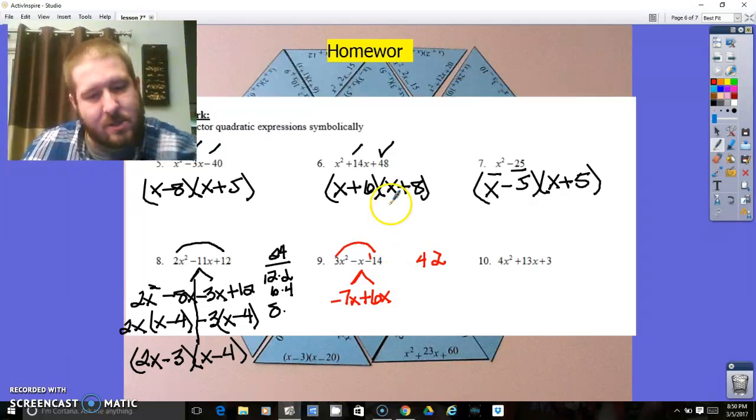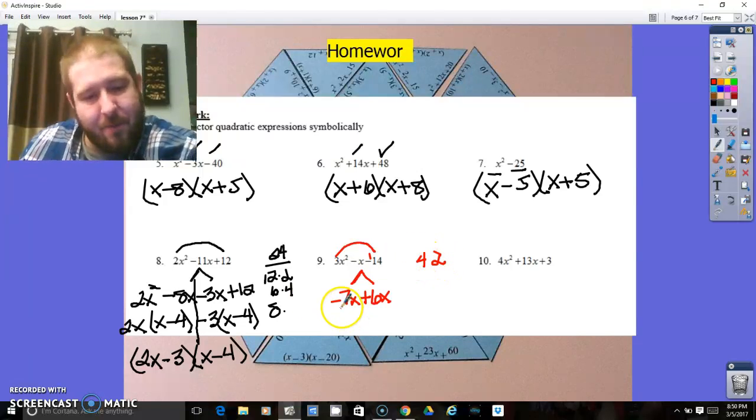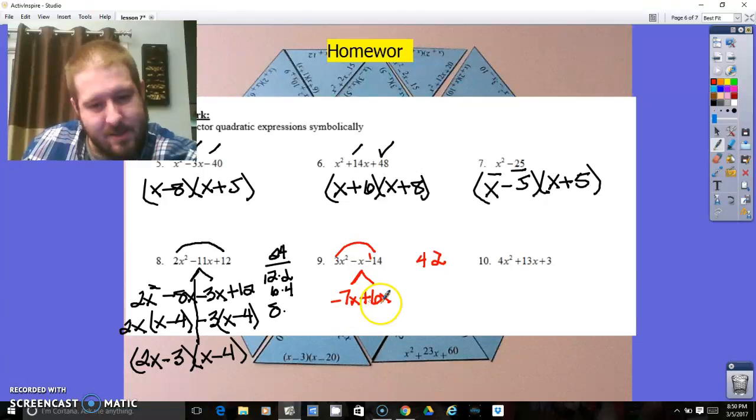Now, how I recognize that so quickly is because the b term was negative 1, that means that the two numbers had to only be 1 apart from each other. So I instinctively looked for numbers that gave you 42, but they had to be very close to each other. They had to be 1 apart. And 7 times 6 are 1 apart. And it had to be a negative 7 because the b term was negative. So the negative has to be the bigger number.